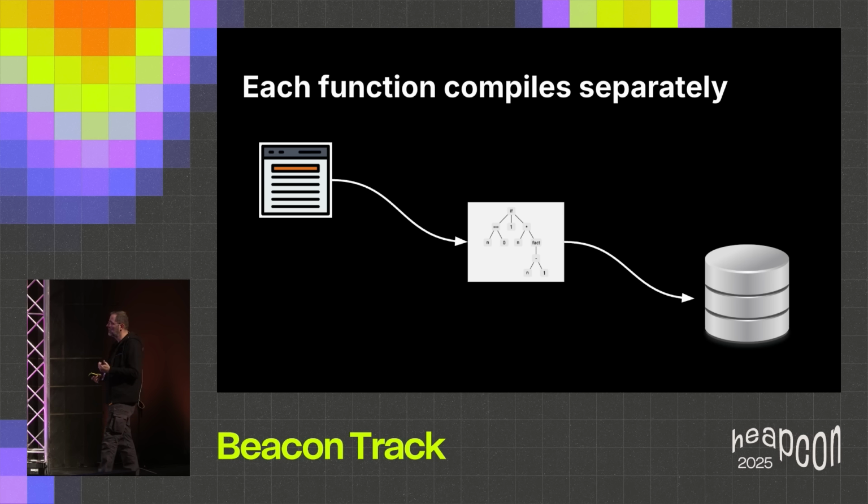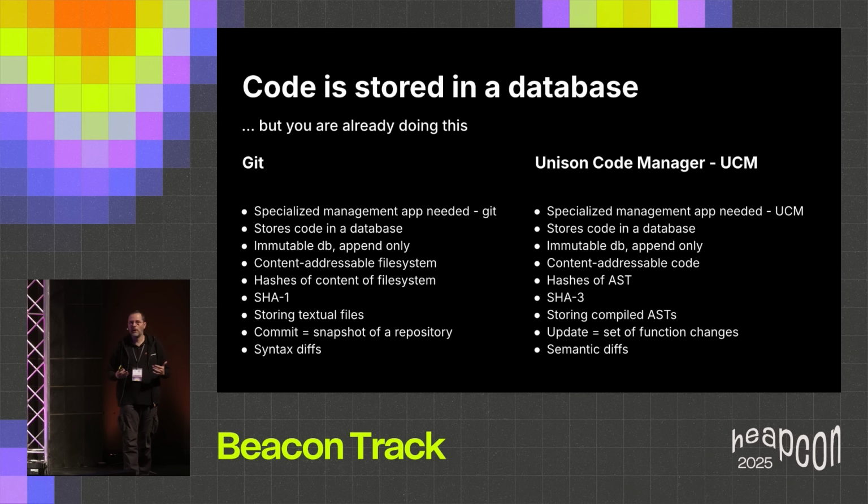So each function will be compiled separately and stored inside of a database. And this may sound a bit scary, storing code in the database, but the thing is, we are all doing it today. We are just not fully aware of it. Because Git is a database of code. And with Git, you're using a specialized tool. Well, with Unison, you also use a specialized tool. It's just that it's called UCM, Unison Code Manager, and the commands are pretty much the same.